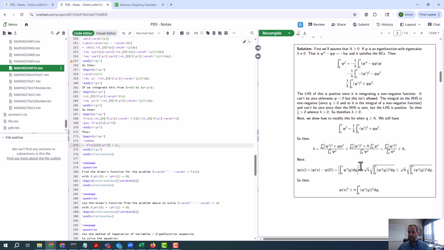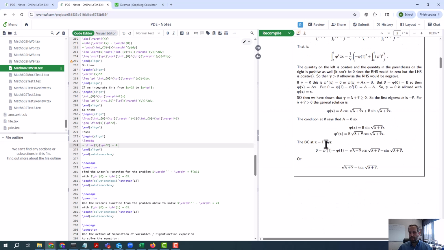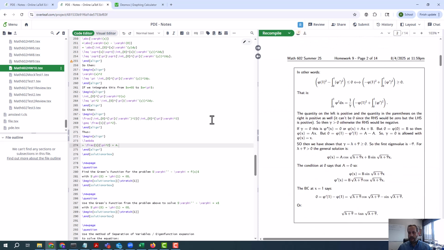But it's interesting and uses this very fundamental inequality called a Poincare inequality, which is this inequality right here, and we used it up here in the previous problem as well. Okay, that's all I got for today. Or not for today, but for this problem.